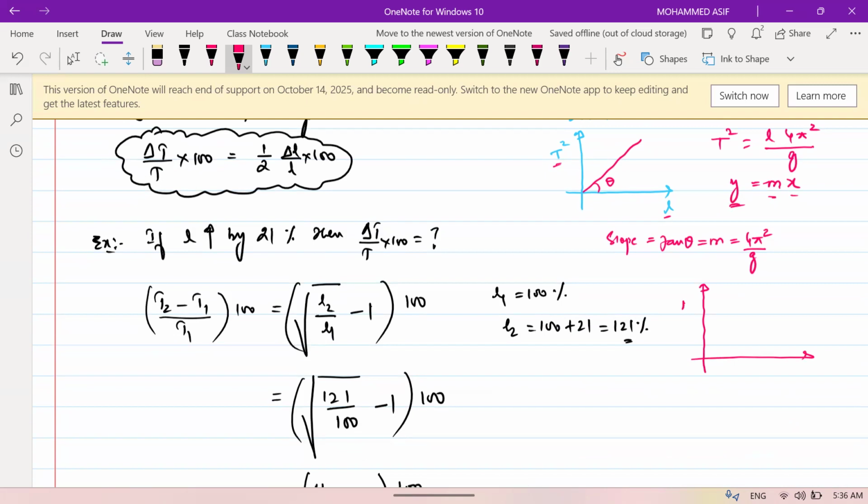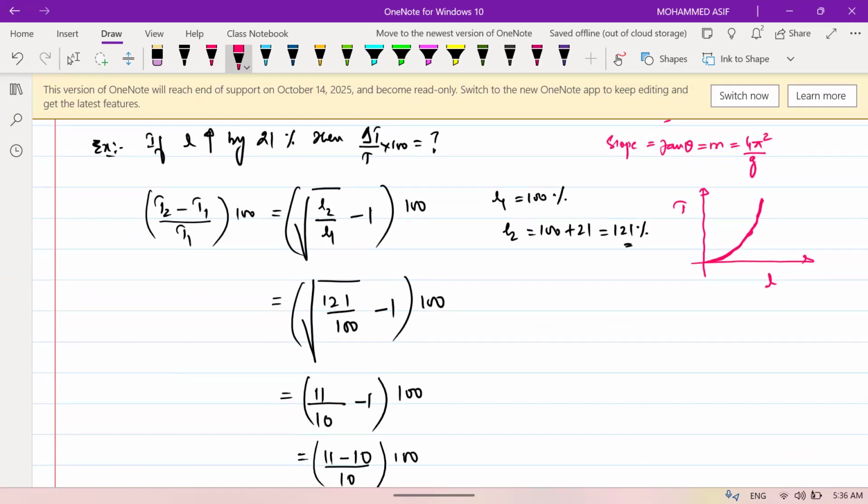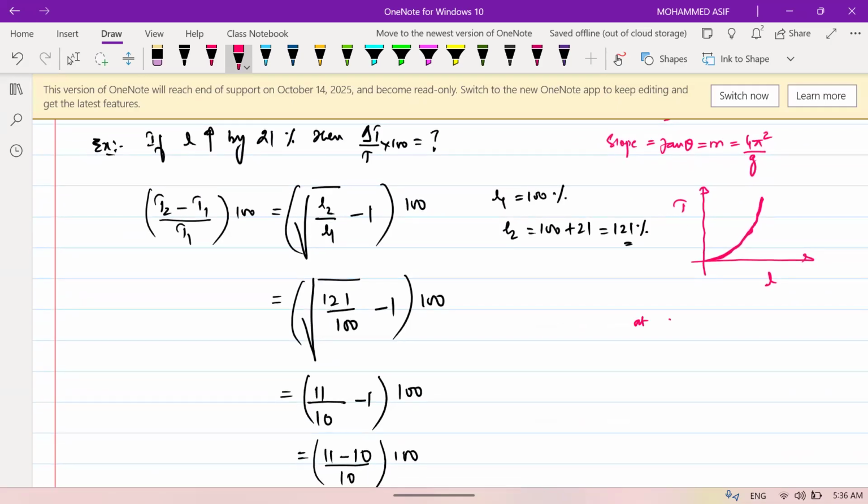This is your time t. This is your length L. It will be a rectangular hyperbola like this. Sorry, a parabola in the upward direction. Okay. And now see, t is equal to 1 second. L versus T and L versus T graph both will coincide. Try to remember.